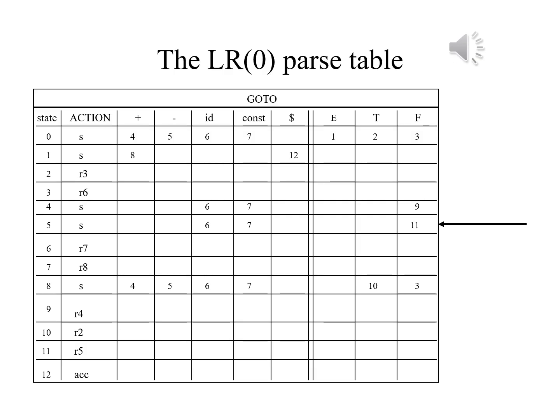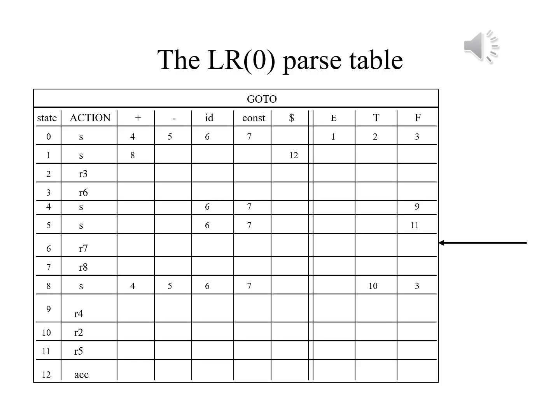State 5 has three non-final items: T derives minus dot F, F derives dot ID, F derives dot constant. Therefore, the action is shift. There will be a different transition for each item. If it is F, we will go to state 11. If the look-ahead is ID, we will go to state 6. If the look-ahead is constant, we will go to state 7.